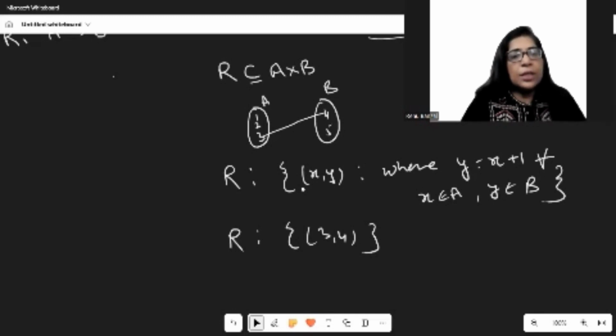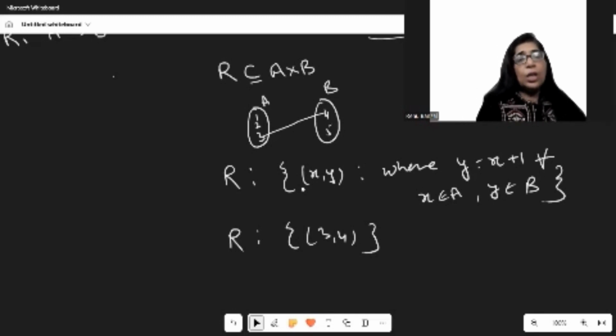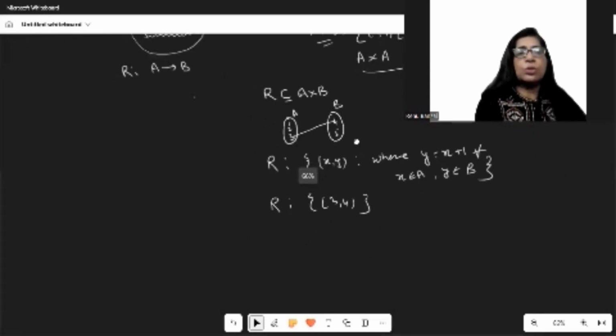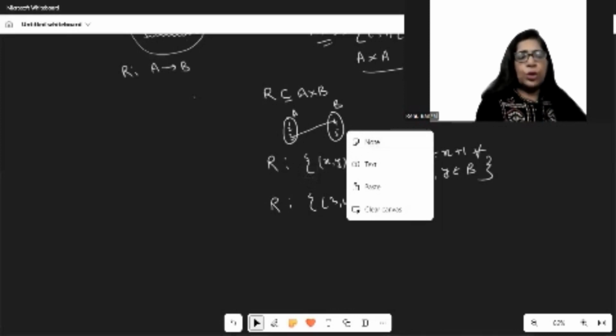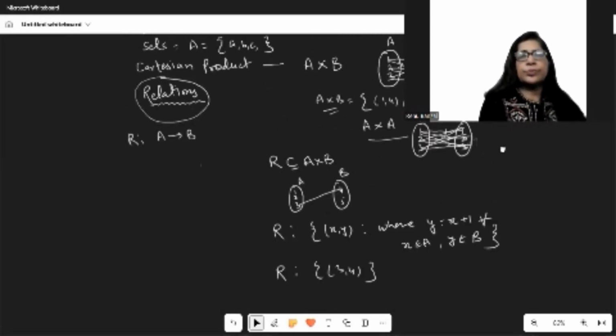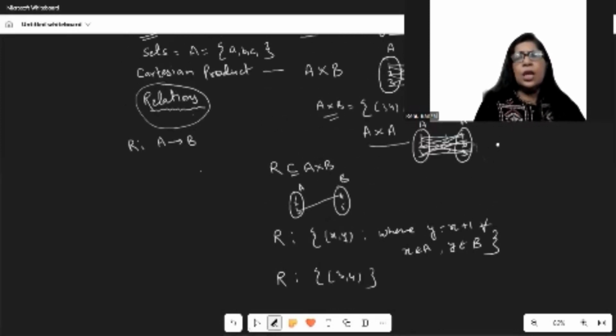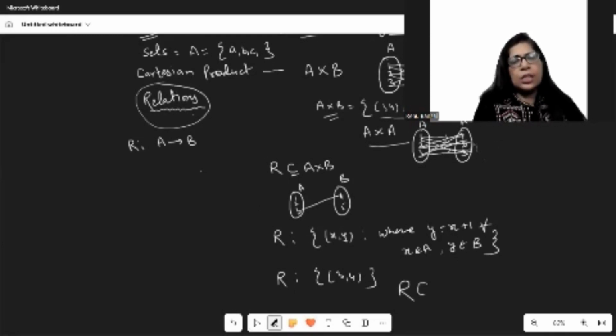So this is the relation. And if we see our previous A cross B for these two sets, this was A cross B. So that means this R, (3, 4), is here. So that means R is a subset of A cross B.